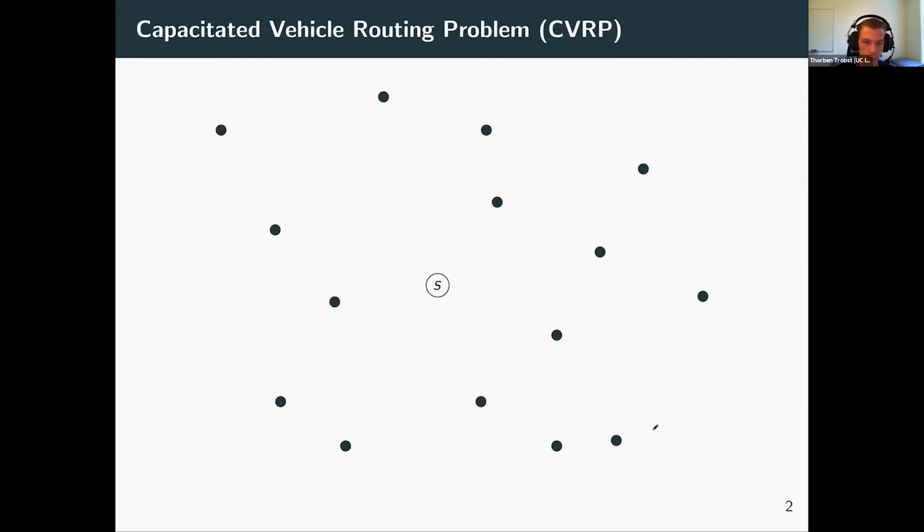metric space, or you can think about it as a complete graph with metric edge weights. And there's one special vertex, often called S, which is the depot. The goal is to compute a bunch of tours, that is cycles that visit a set of points and go through the depot, such that a capacity constraint is satisfied. Every point, except for the depot, has a certain demand. And you want the total demand in each tour to be bounded, say, by 1.